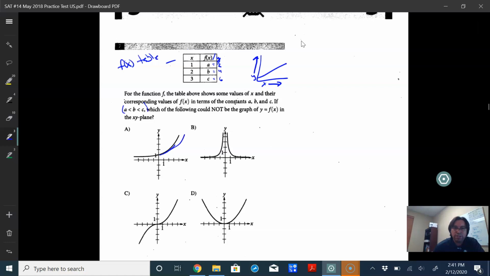However, here we see just the opposite. As x is getting bigger, y is getting smaller. So quite possibly this one. Let's double check the rest of them. C, x is getting bigger, y is getting bigger, so that checks off. Here we see x is getting bigger, y is getting bigger as well. So therefore, B is the answer. It says which of the following could not be the graph. So B could not be a representational graph of what's up here in the table.